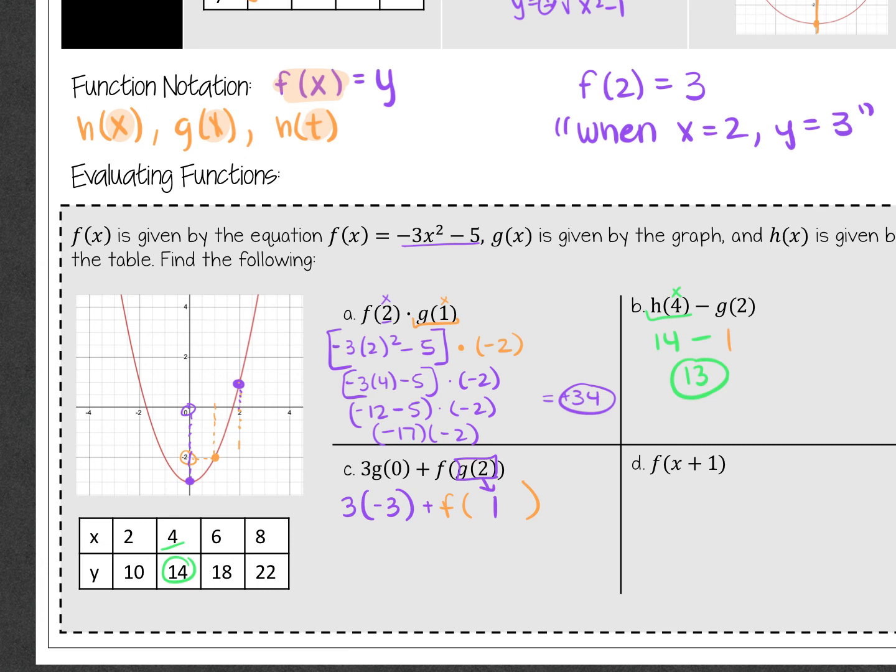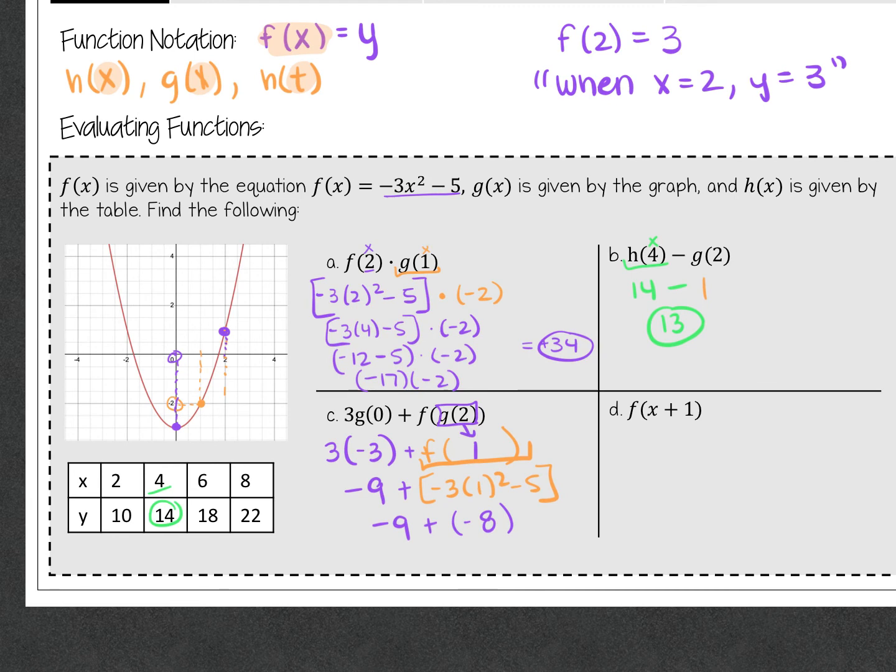Simplifying, 3 times negative 3 is negative 9 plus, now we're doing f of 1. So I'm going to plug 1 into my equation for f. Negative 3 times 1 squared minus 5. Negative 9 plus, that would just be negative 3 minus 5, so negative 8. And we get negative 17.